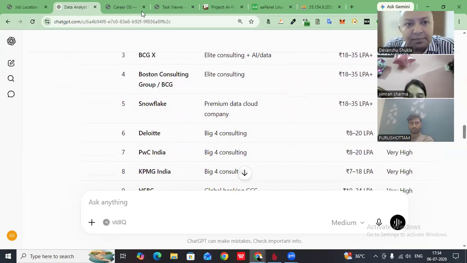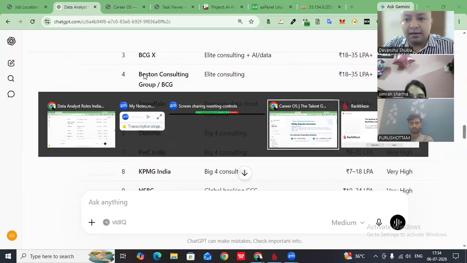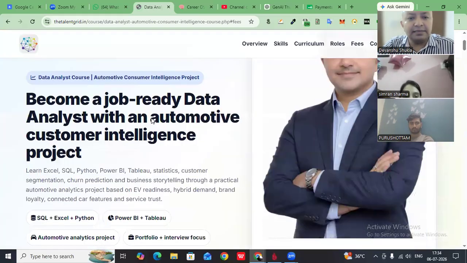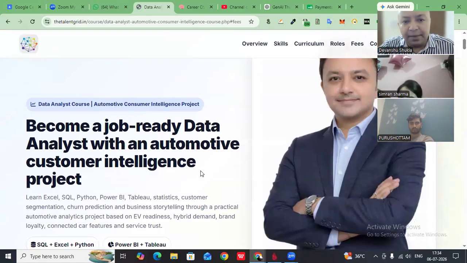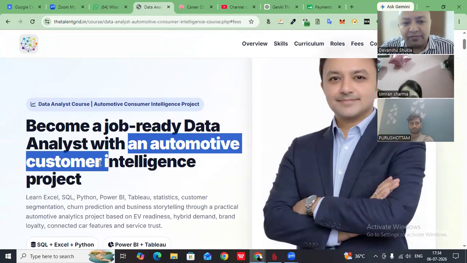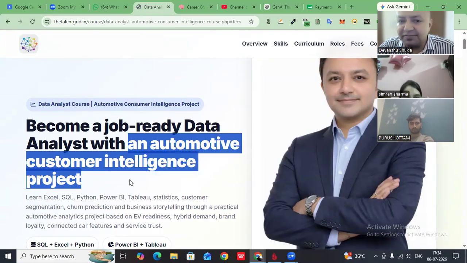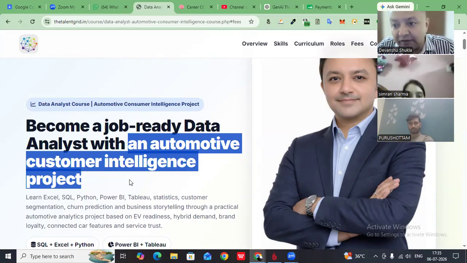So the project we planned to discuss for data analytics was this: become a job-ready data analyst with an automotive customer intelligence project. This is the first project with which we are going to start. This is not the only project which we will do. We will try to do as many projects as possible before we get placed, because the journey stops when we get placed. Until then, we have to do as many projects as we can. But we'll start from one.